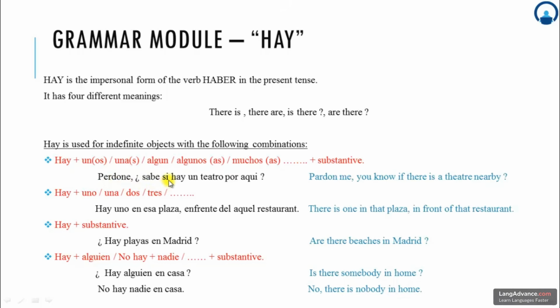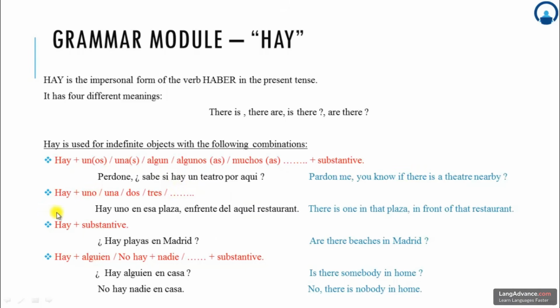¿Sabe si hay un teatro por aquí? Here I've used the verb hay. In English, if we translate it, we get: pardon me, do you know if there is a theater nearby? So I wanted to ask a question, there is or is there, and that's why I've used the verb hay.